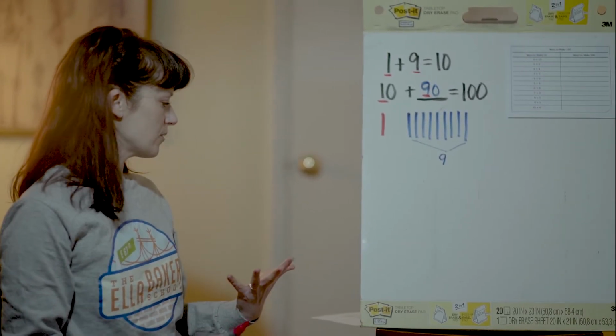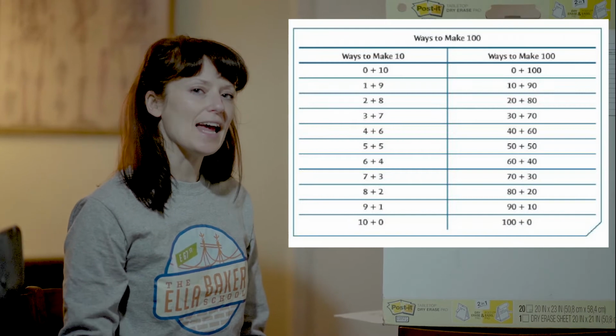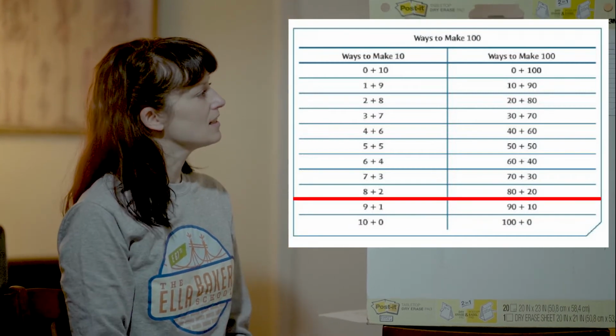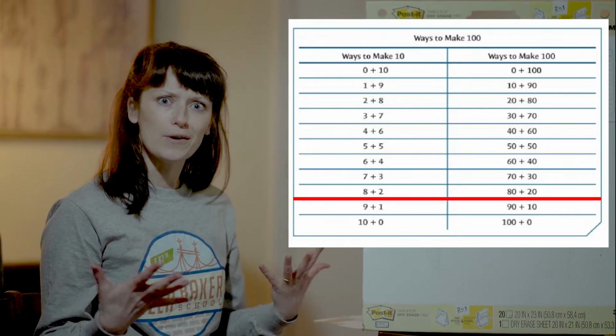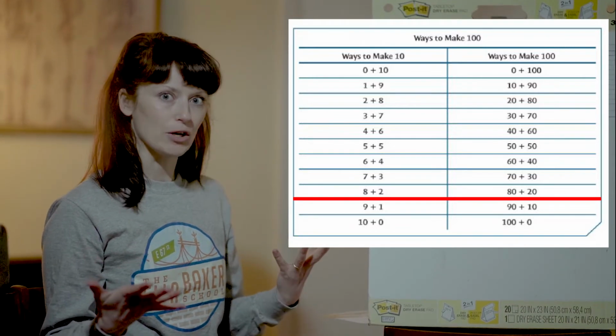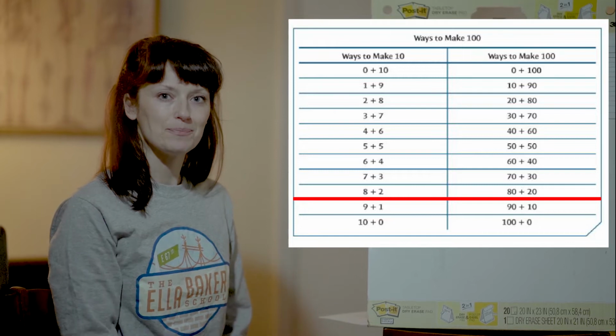So let's look at another one. Let's look at 8 plus 2 equals 10 and 80 plus 20 equals 100. What do you notice about these two? What's similar? What's different?